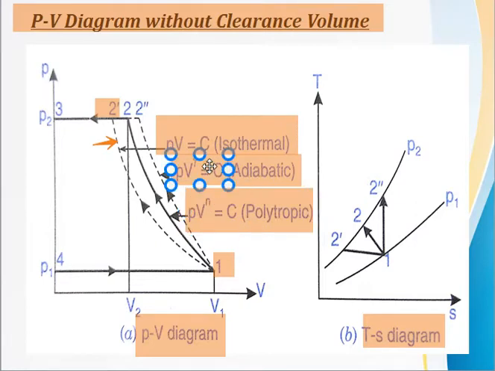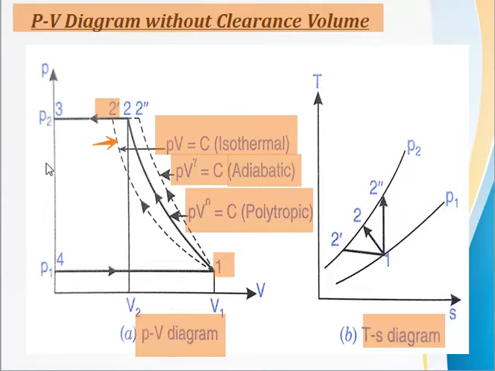Adiabatic process, gamma value is 1.4, and PV raised to 1 means this is the isothermal process. And again it goes from 2 to 3, or 2 dash to 3. This is the delivery part, and again it goes to the point P2 to P1.